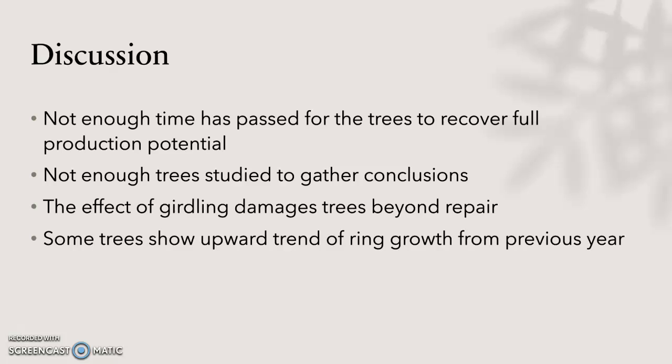Yeah, I think that girdling does damage the trees beyond repair. It can cause snags and it can take limbs off, which limits the tree's ability to do photosynthesis and put on biomass. So I really think that's more than the girdling. And some trees are doing better. This could be maybe because a tree near them was taken down from the bittersweet, so they have more access to sunlight, and now that the bittersweet's removed, they can grow better.